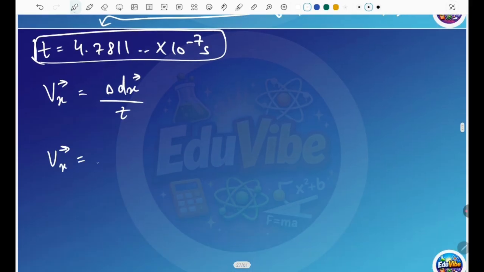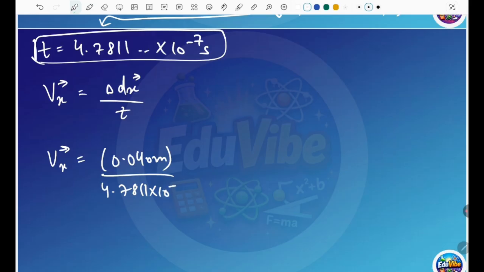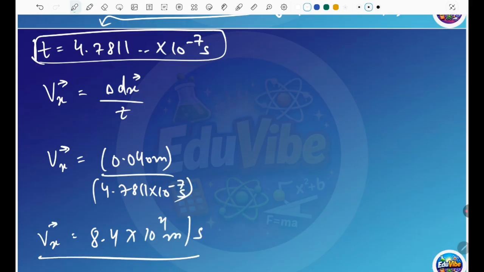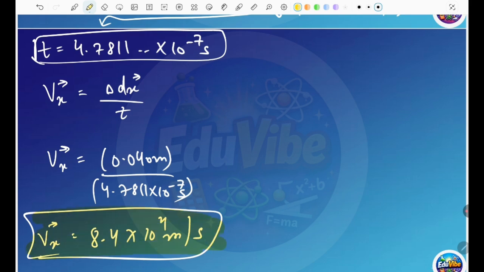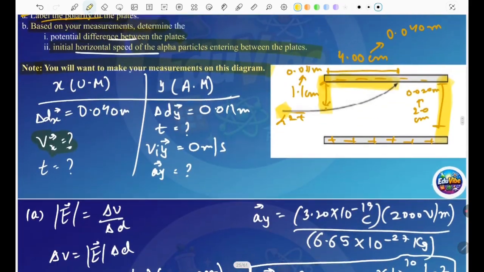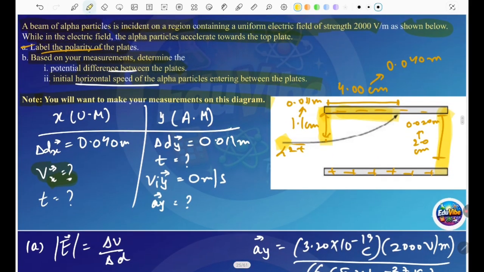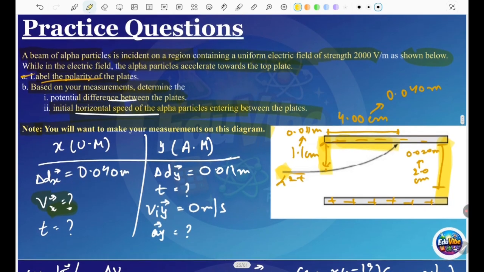So Vx is equal to delta dx, which you already have, 0.040 meters. We measured that. Time you found. When you calculate this, you get about 8.4 × 10^4 meters per second. So that's all you have to do to get the Vx, which is the horizontal speed of the alpha particle between the plates. That's how you can do that question.